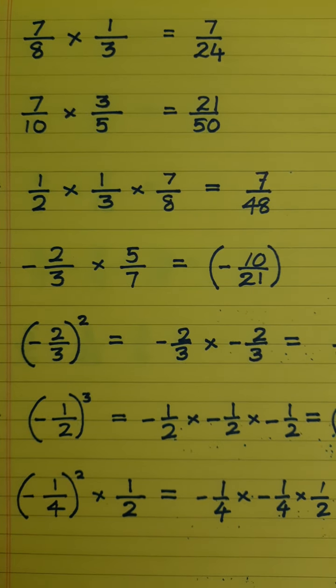Okay children, now you know how to multiply fractions. So when you multiply fractions, you have to multiply numerator by numerator and denominator by denominator. Like this you can find the correct answer.